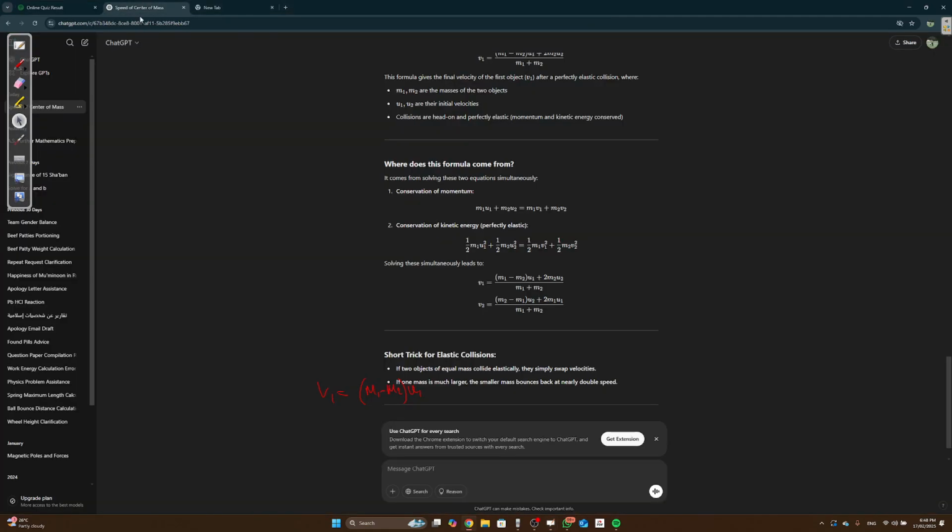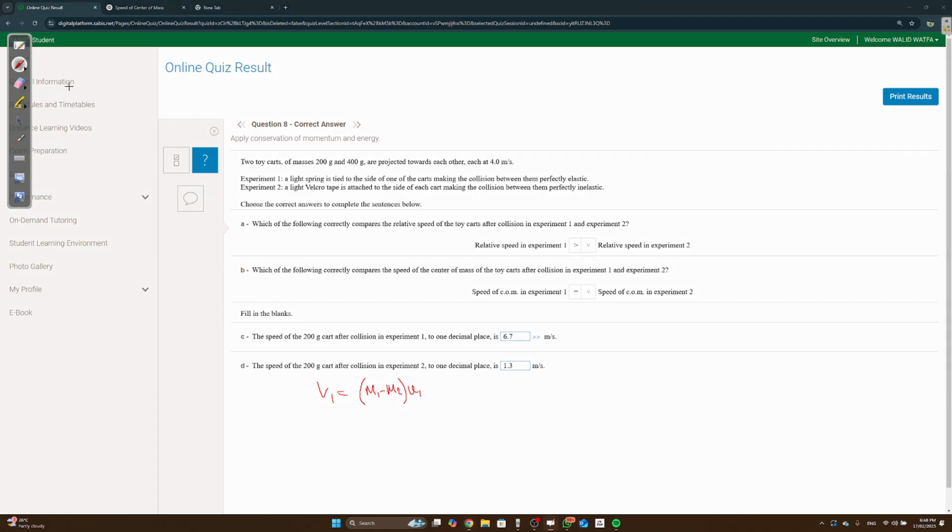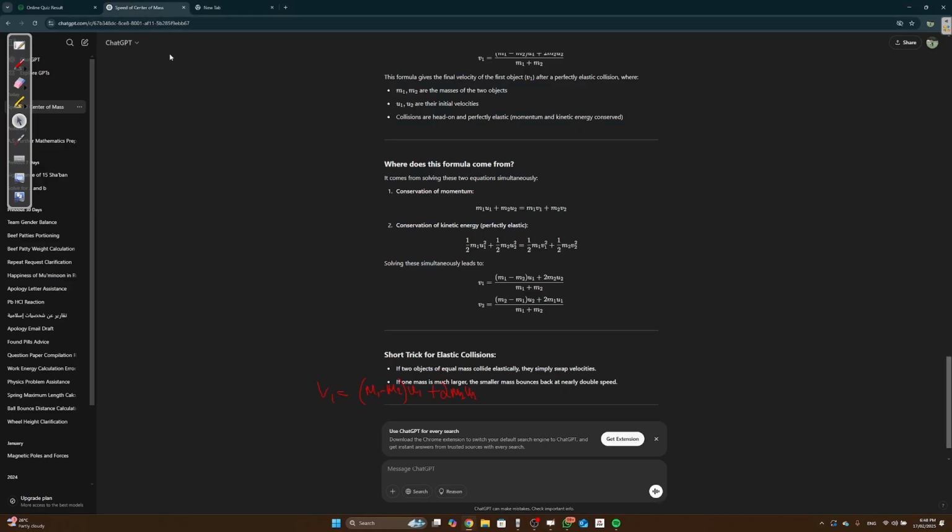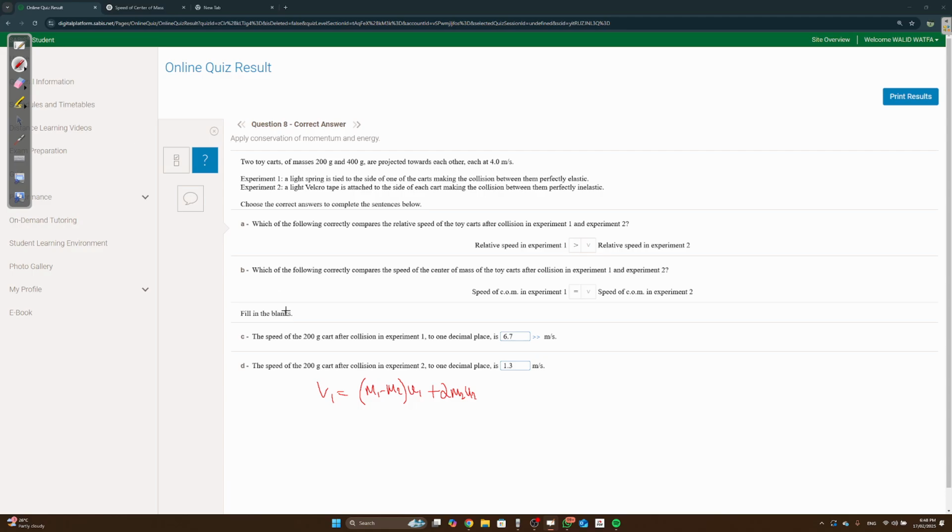Plus 2 m2 u2 over m1 plus m2. So if you want an easy way to memorize this, you can just think of it as over m1 plus m2 always. Let me write this for v2 as well.